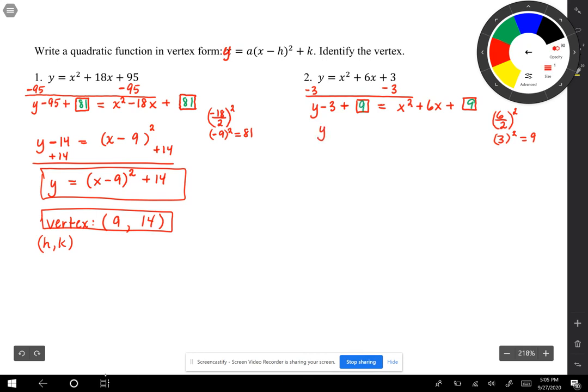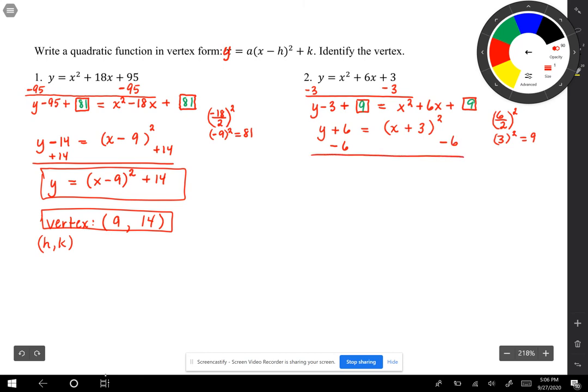Okay, negative 3 plus 9 is 6. X is our variable, plus is our sign because it's plus 6x, and the square root of 9 is 3. It really isn't that hard. I mean, numbers are really, really nice here too. And now our last step is to subtract 6 on both sides.